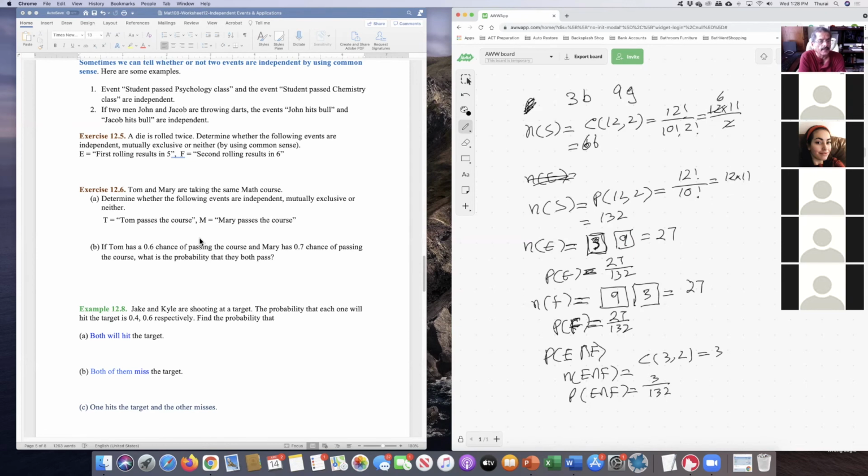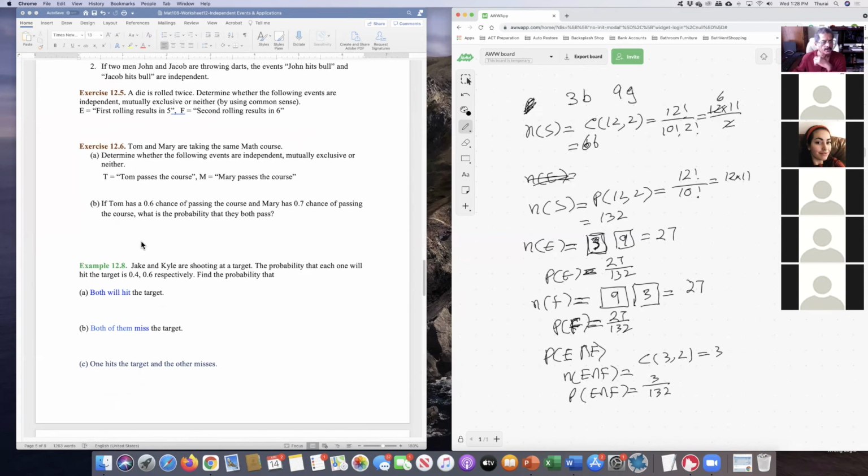And are they mutually exclusive? No. So the question you ask is, can they occur at the same time? Yes, right? So they're not mutually exclusive. They both can pass, right? Now it says Tom has 0.6 chance to pass the course. Mary has 0.7 chance to pass the course. What is the probability that they both pass?